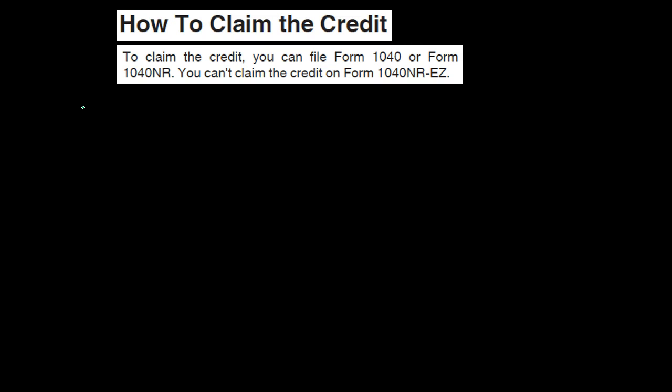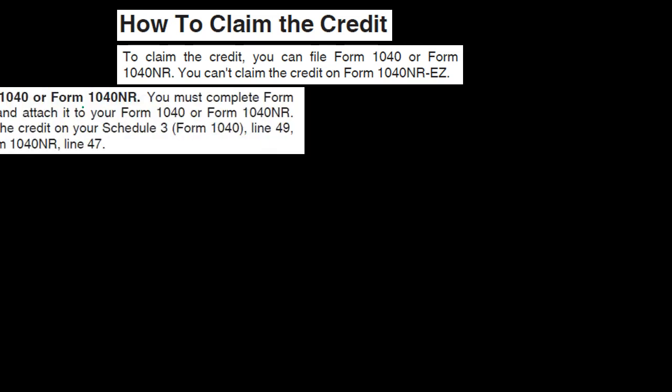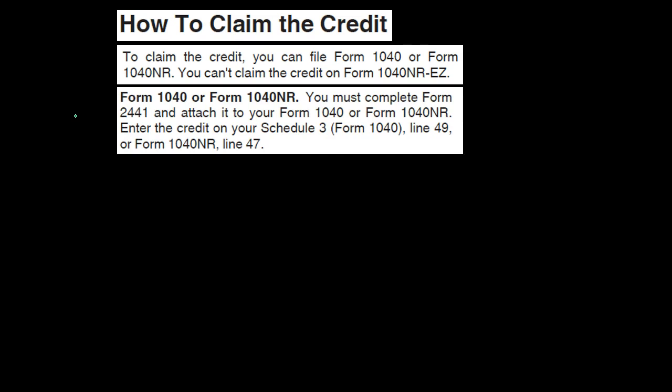If you filed a 1040A or a 1040EZ in the past, they no longer exist in 2018, and therefore you will have the 1040 and a schedule related to it, which will be necessary for claiming the credit. Back to the text. Form 1040 or Form 1040-NR. You must complete Form 2441 and attach it to Form 1040 or Form 1040-NR, and enter the credit on your Schedule 3, Form 1040, line 49, or Form 1040-NR, line 47.